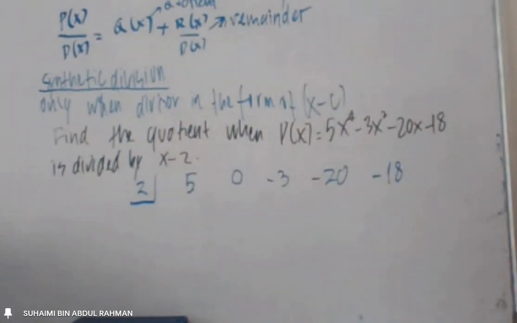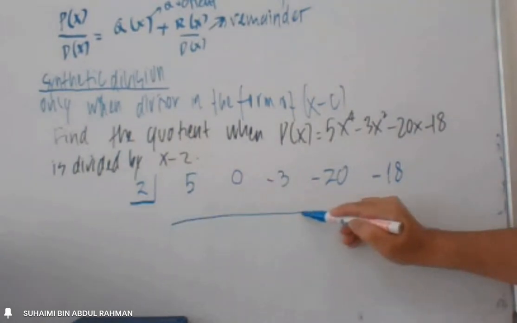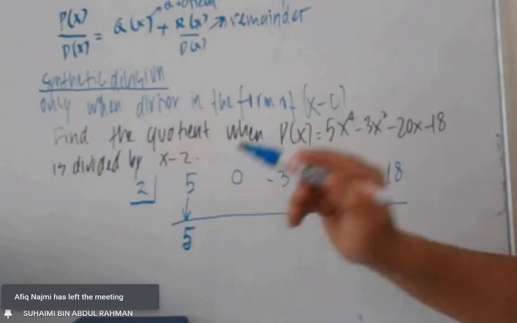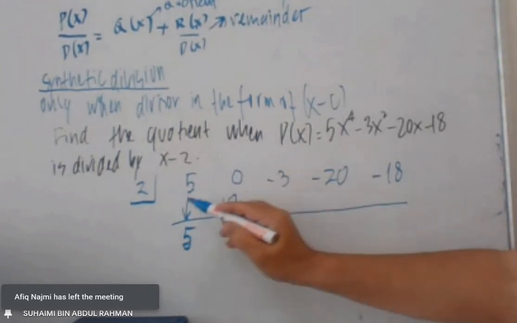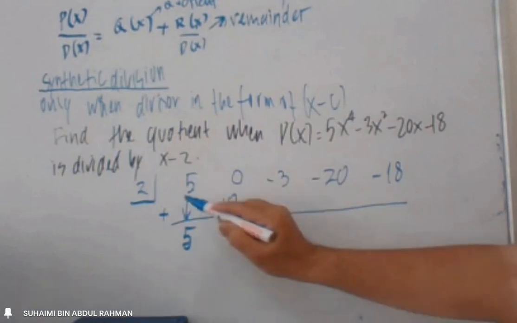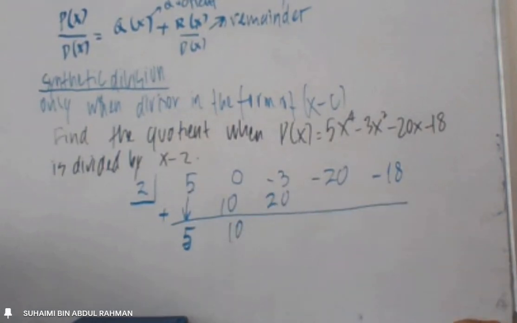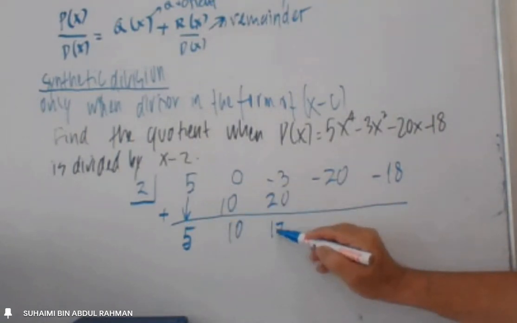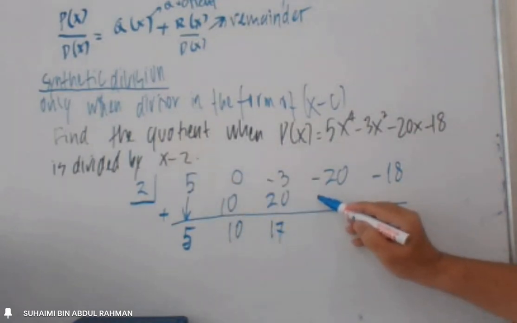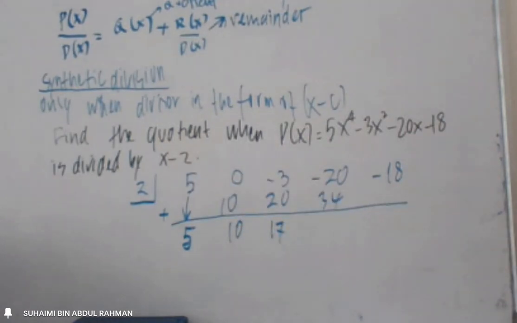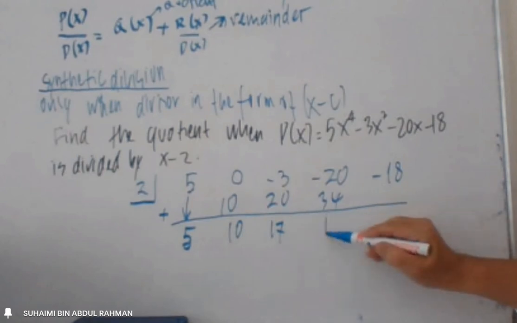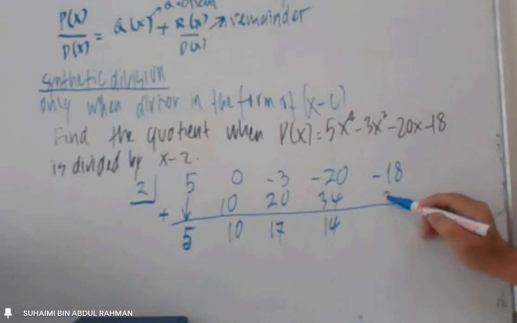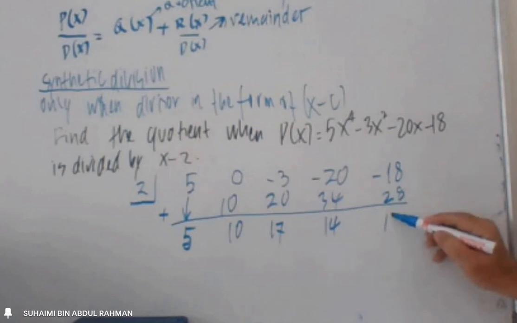So the division method. Now, number 5, you just bring down. 5 times 2, 10. 0 plus 10, 10. 10 times 2, 20. Then minus 3 plus 20, which is 17. 17 times 2, 34. Minus 20 plus 34, 14. 14 times 2, 28. Minus 18 plus 28, 10.